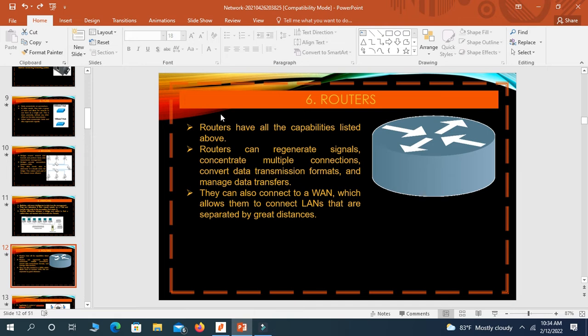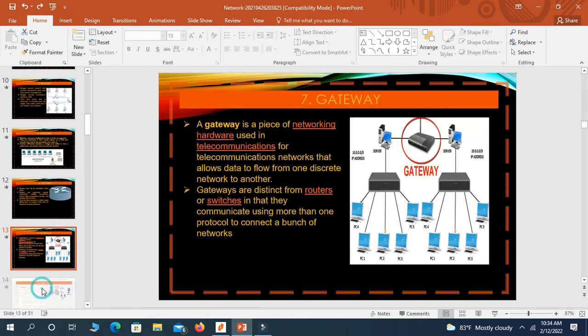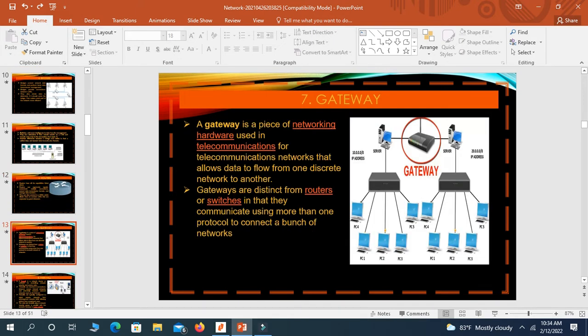Next up, routers can also connect to a WAN, which allows them to connect LANs that are separated by great distances. Fine, fair enough. Next up, we have gateways.